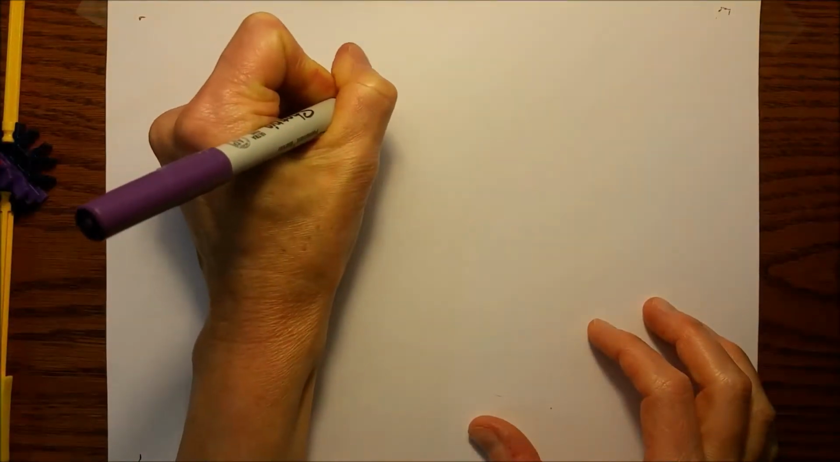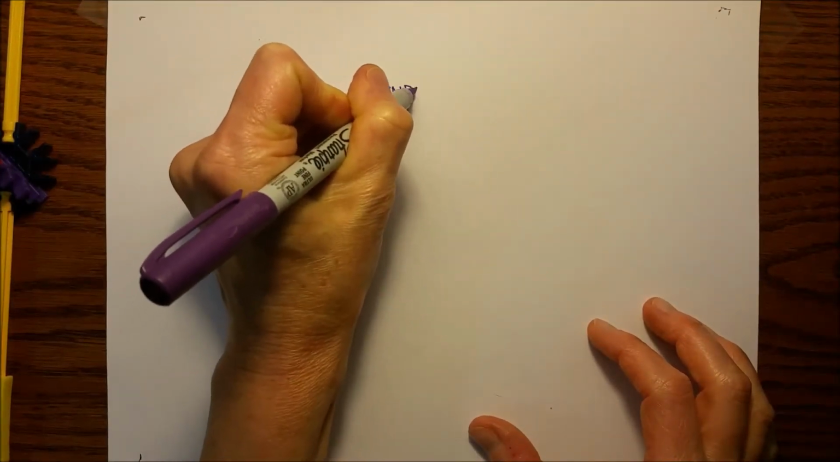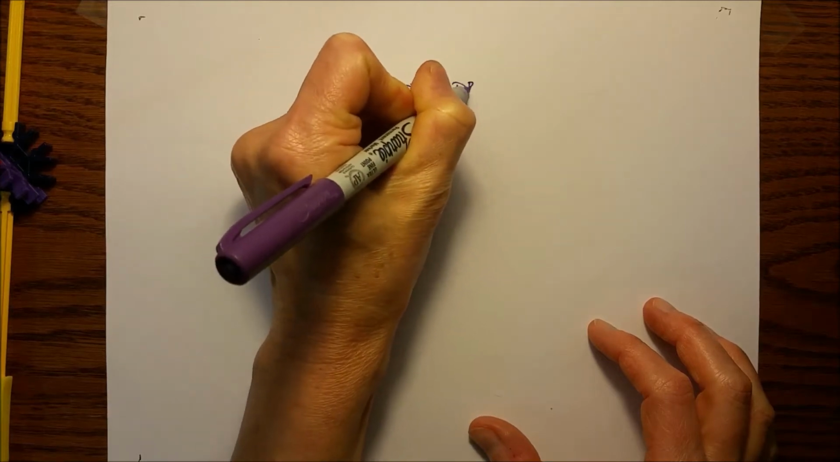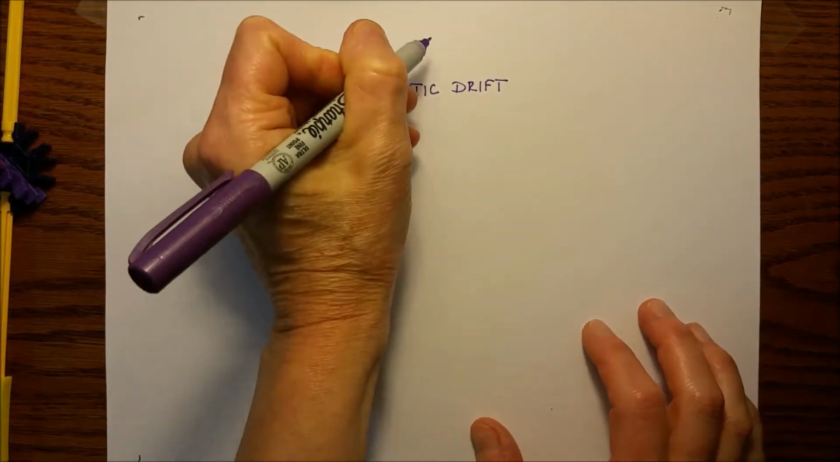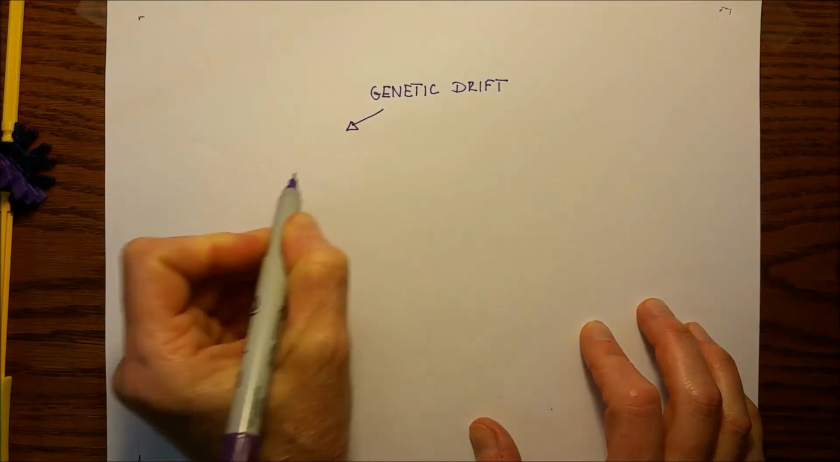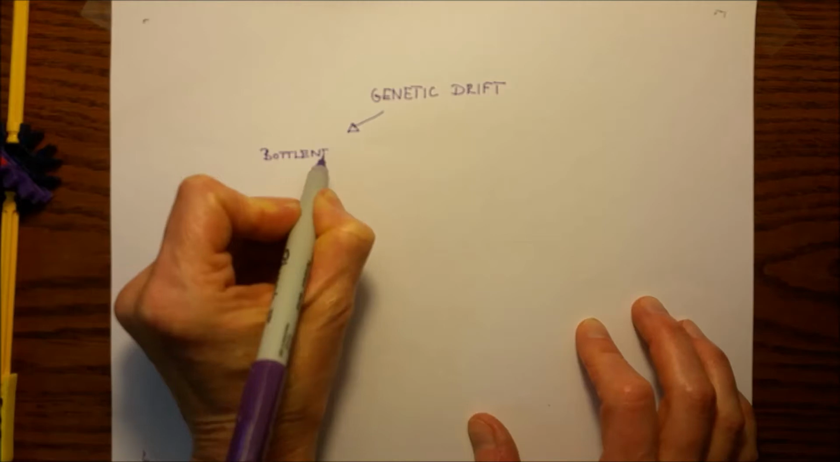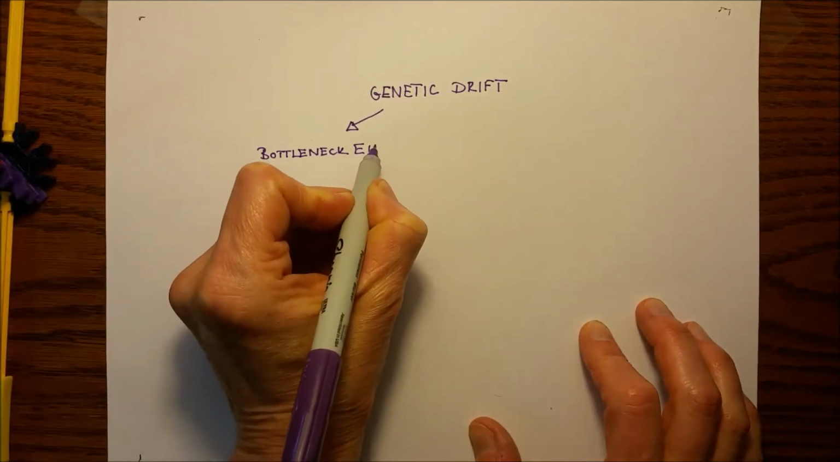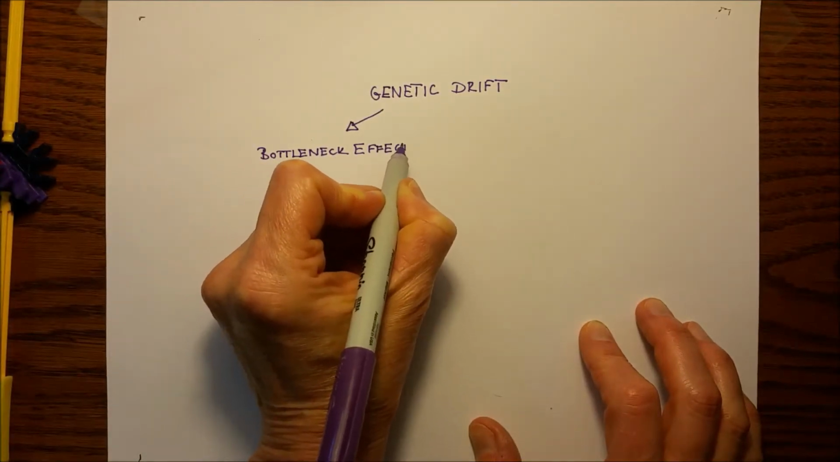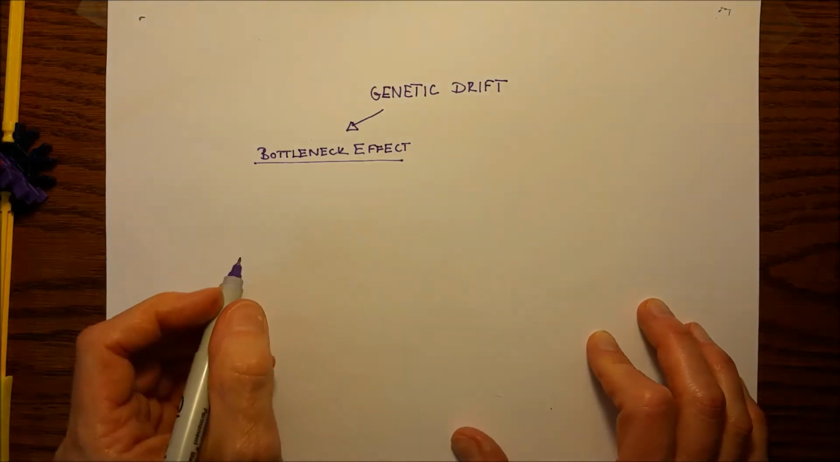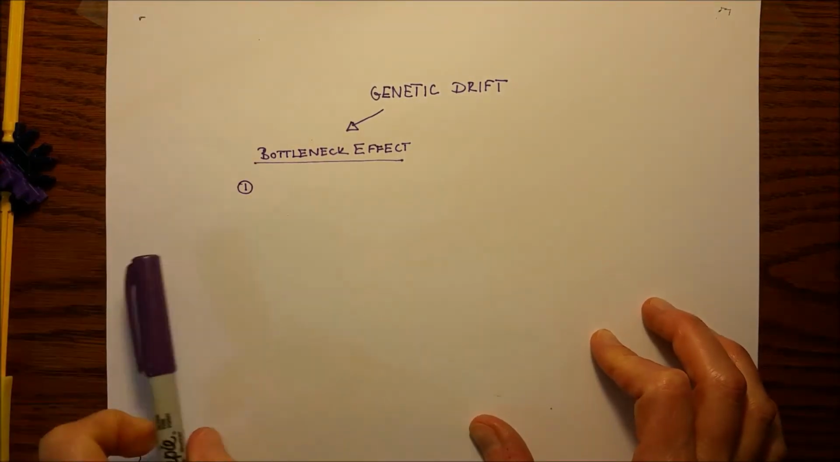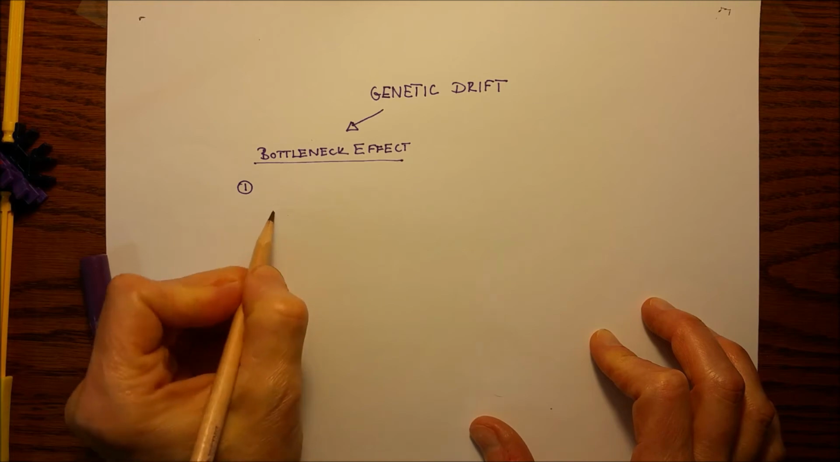Let's talk about what can lead to microevolution, where new species will not form, but the allele frequency would change in a population. That is genetic drift. One of the examples is the bottleneck effect. All examples of genetic drift are formed by random chance and deal with a small population. That's a really important part here.